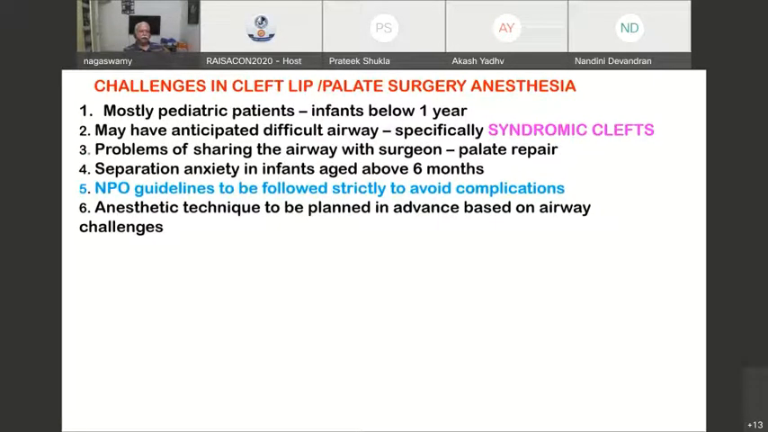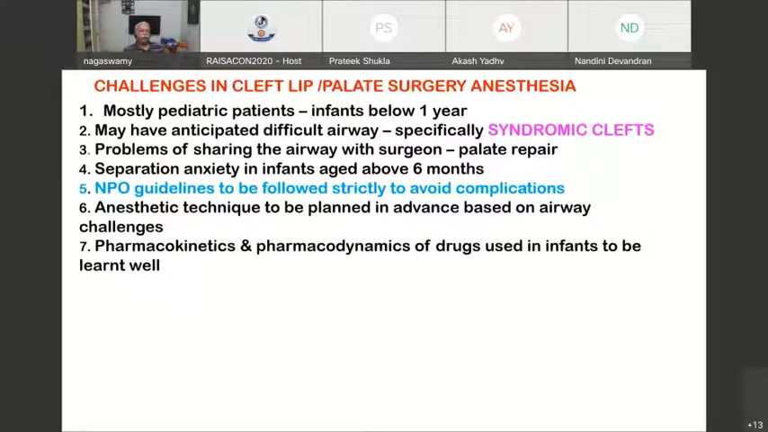The anesthetic technique is to be planned in advance based on the airway challenges. So if you anticipate difficulty, always go for inhalation induction and not intravenous induction, and never paralyze the child in an anticipated difficult airway. Keep the spontaneous breathing going on. The pharmacokinetics and pharmacodynamics of the drugs are to be learnt well, because children, especially small infants, have lesser function of the liver as well as the kidney. So you have to be very careful in the usage of drugs.